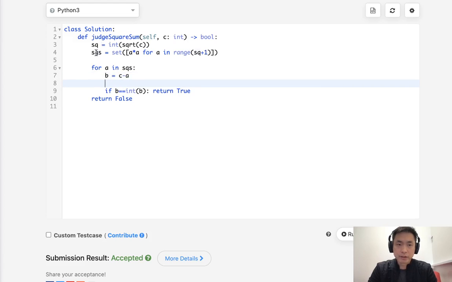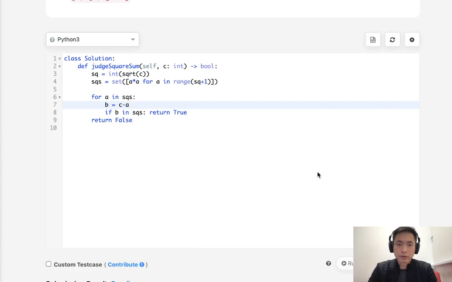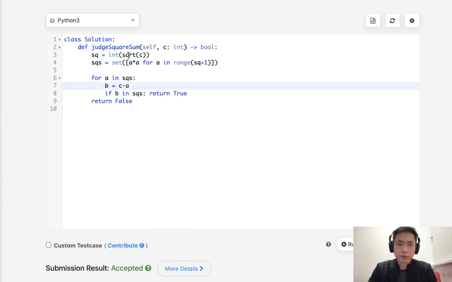If b, since these are squares already, if b is inside of our squares, right, then that means this is also true. So if b in squares, then return true. Otherwise, we get through the loop, so we'll return false. So this should also work. It is a little bit faster, but we do use a little extra space here, O of n space.